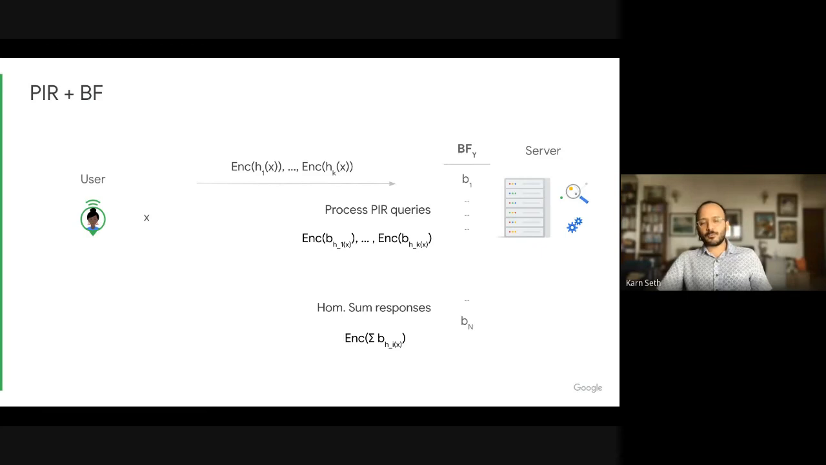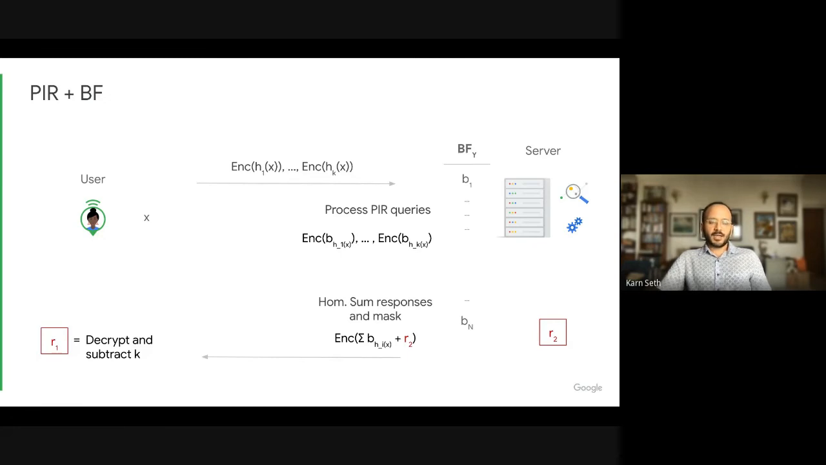And then it can homomorphically sum the responses to get the sum of all those Bloom filter bits and add a random mask R2 and send it to the client. And the client can decrypt and subtract k, where k is the number of hash functions that were in the Bloom filter, and therefore gets R1. And we know that R1 is equal to R2 if and only if x is in Y. And this is because R1 will be equal to R2 precisely when all the bits that would have been retrieved in the PIR query were all 1. Or there were k 1 bits, in other words.